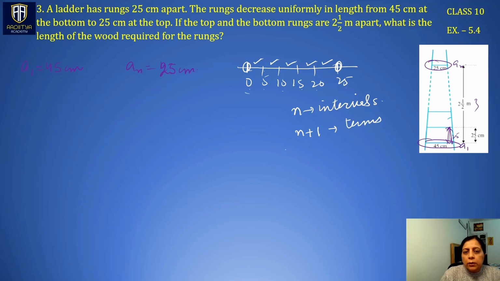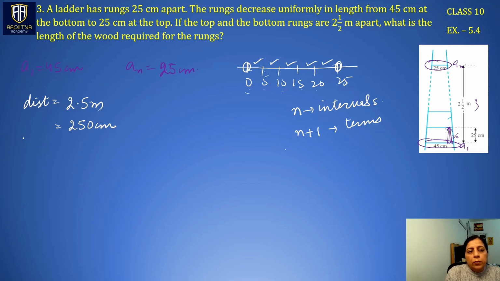Now you can use the same analogy in this question. We have to find how many rungs are there. The total distance between the first and the last term, between A1 and An, is 2.5 meters. That is 250 centimeters.